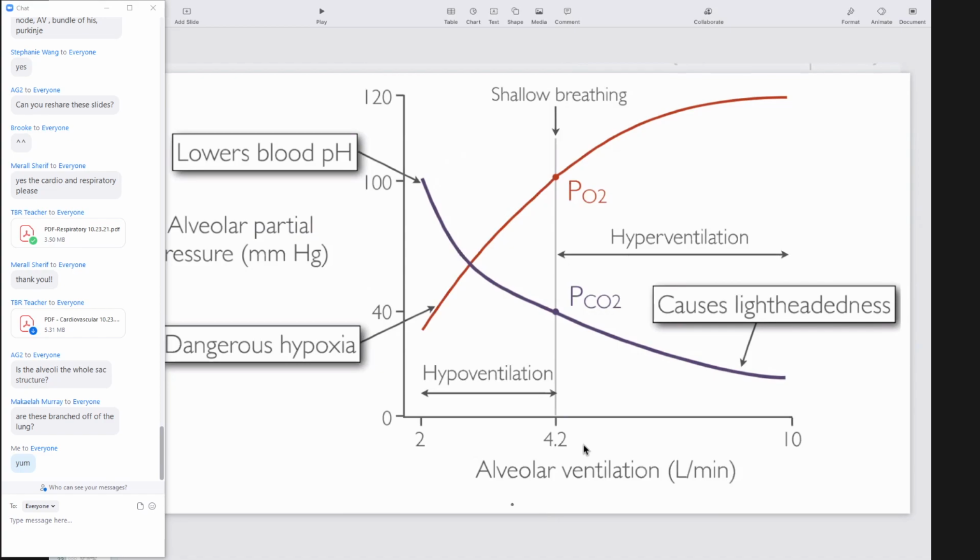If we speed up our breathing, if we speed up the ventilation rate towards 10, right, that's called hyperventilation. In hyperventilation, what happens is your partial pressure of oxygen increases and your partial pressure of CO2 decreases. The reason why this is happening is you're breathing so fast, you're just blowing off way too much carbon dioxide. So blowing off carbon dioxide is just going to increase the relative concentration of oxygen.